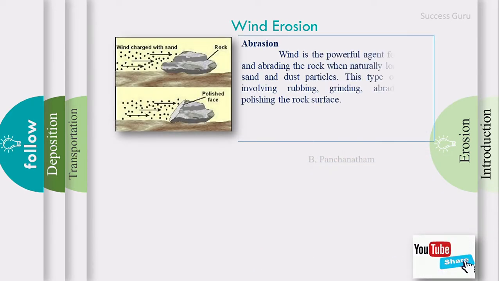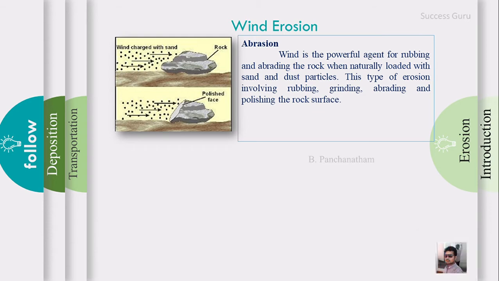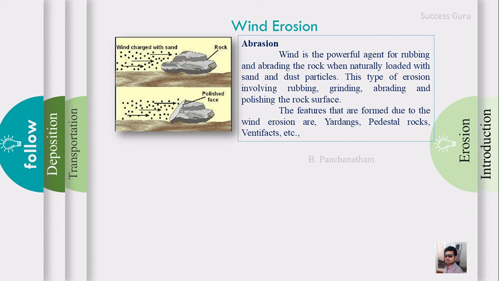And the next one is abrasion. Wind is a powerful agent of removing and abrading rock when naturally loaded with sand and dust particles. This type of erosion involves rubbing, grinding, abrading and polishing the rock surface. The features that are formed due to wind erosion are yardang, pedestal rock, ventifacts, etc.